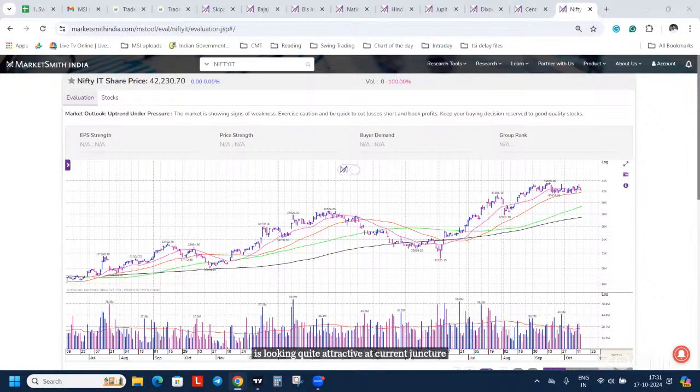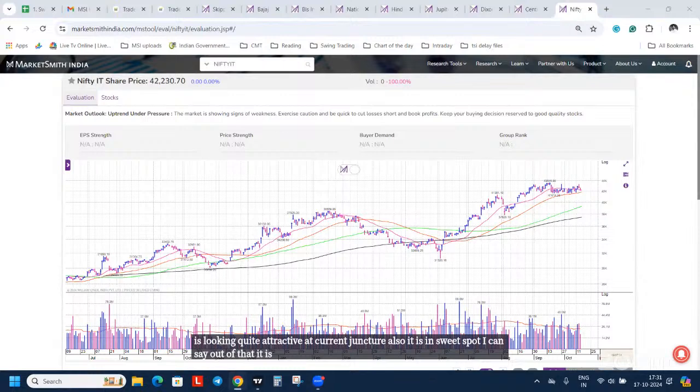Also, it is on a sweet spot, I can say. Out of that IT stock, IT index basket, I can say these four stocks are looking quite attractive at the current juncture. But yes, if further volatility emerges in the market, then obviously all these stocks will remain traded here and there. I am not denying that.